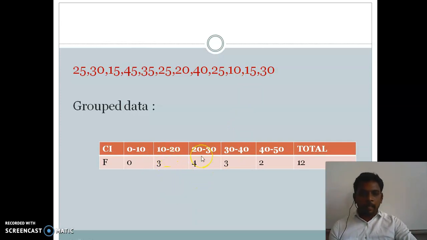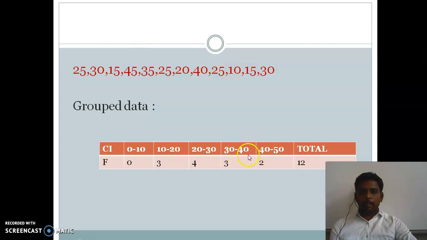And similarly in the third limit, you can start from 20 onwards but up to 29, not 30, so 20, 21, 22 up to 29. So count how many numbers are there. 25 lies in this interval, and 25 appears 3 times, so 3, and one more number is nothing but 20. So the numbers are 20 and 25. So totally 4 numbers, that is, 4 times are available here.